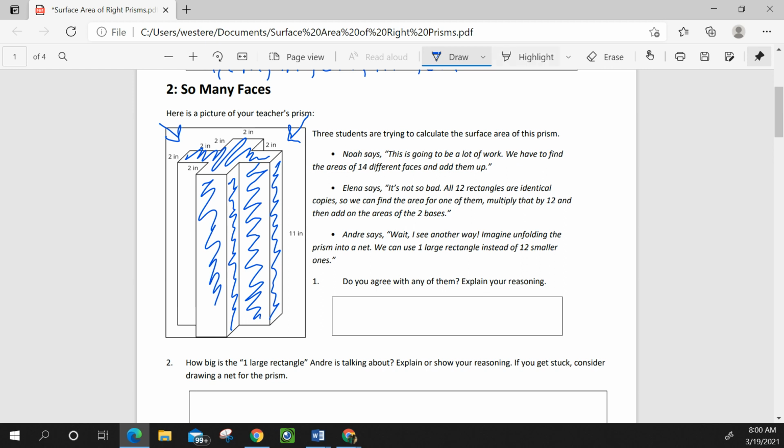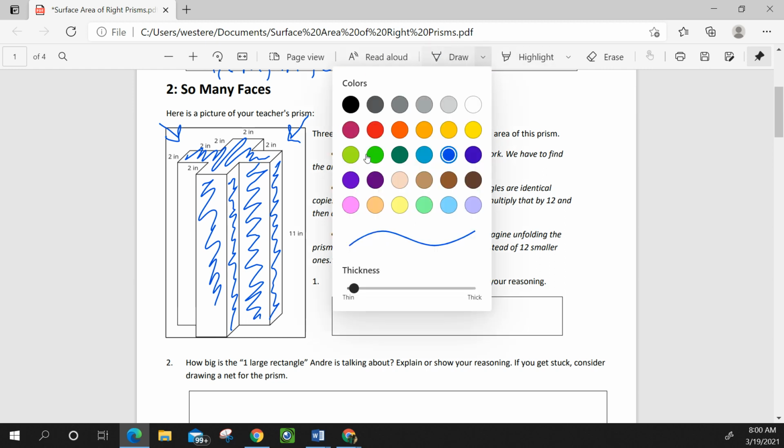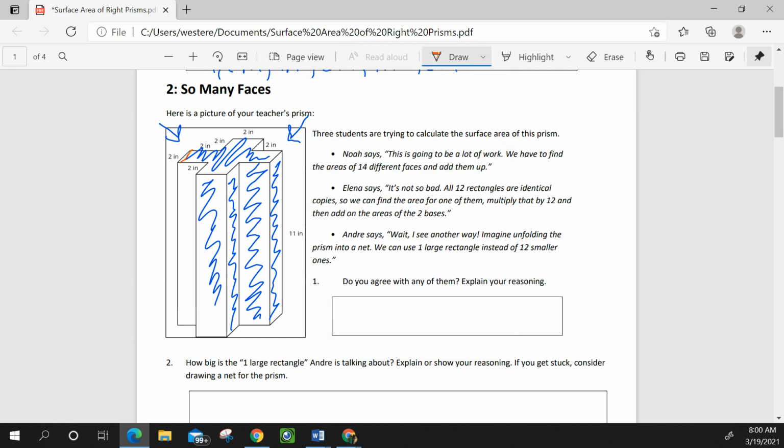But how many rectangles do I have? Well, I'm going to look. So I say a rectangle comes down from every side on this face. So 1, 2, 3, 4, 5, 6, 7, 8, 9, 10, 11, 12. So I have 12 rectangles total in this prism. And then I have a base at the top and a base at the bottom. So nothing is open. It's a completely closed figure.